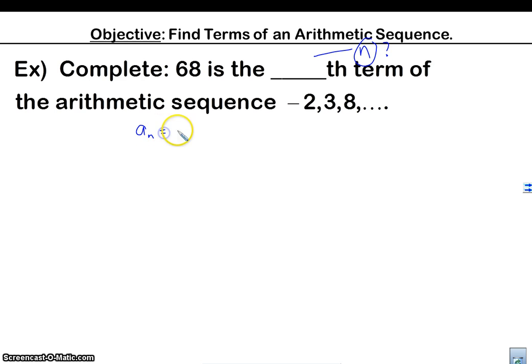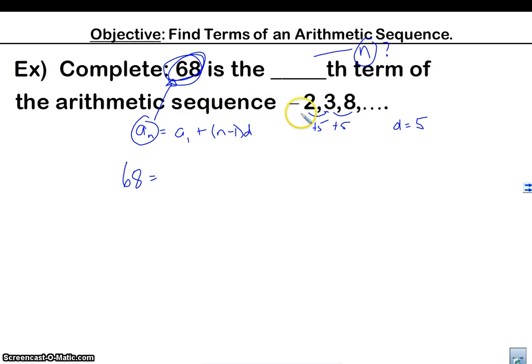So we're going to use a formula. This is just a use of that formula over and over again, guys. So first of all, we need to find out what d is. D looks to be plus 5, right? So d is 5. A sub n is 68, so I'm going to plug in 68. A sub 1 is negative 2. I don't know what n is, so I got to keep that like that. And I know that d is 5.